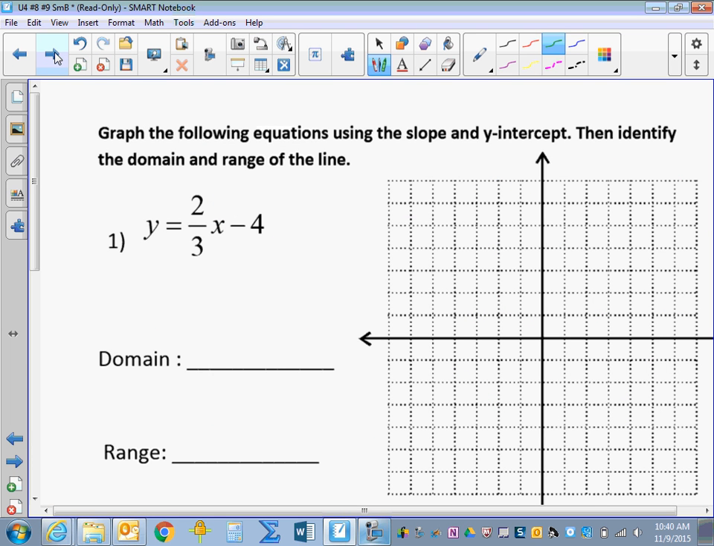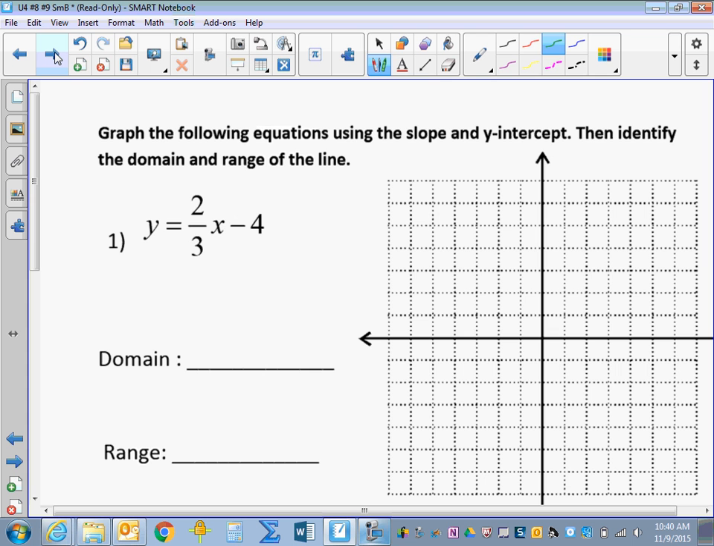All right, let's take a look at our first problem. It says to graph the equation using the slope and y-intercept, then identify the domain and the range. I love these problems because they're so simple. It's so quick and easy to graph these lines. Before, we made you get out a table, substitute x values, do a bunch of math, and find your y values. It's so much easier now.